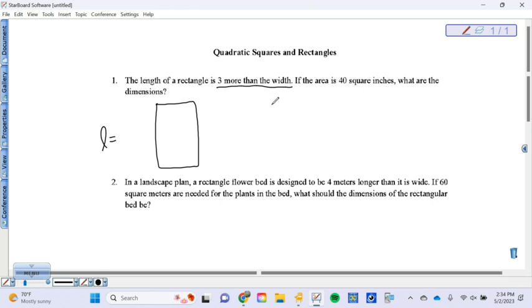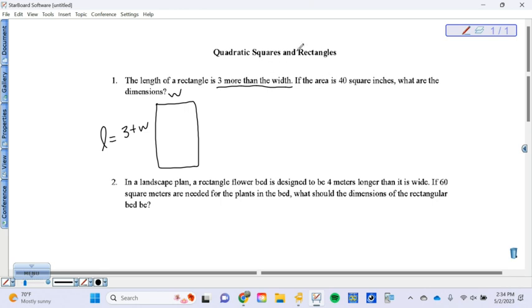What does that mean, 3 more than the width? That would be 3 times the width. What's 3 more than the width? Yes, 3 plus W. Does it say anything else about the width? No. And that's fine. If you can do that, then that's fine. But I'm going to show you how to use a quadratic to solve it too. So width would be just W.